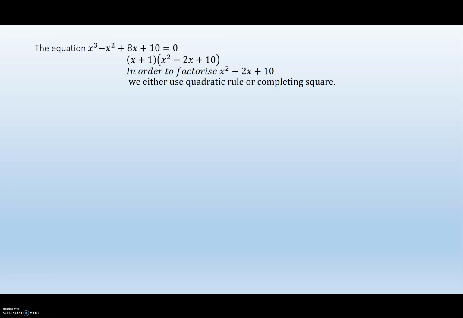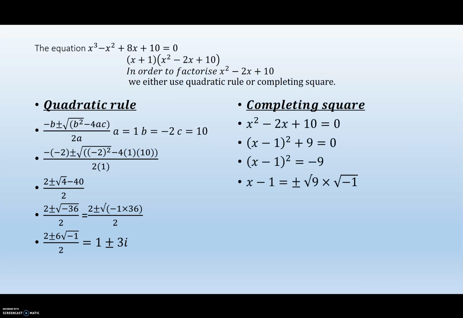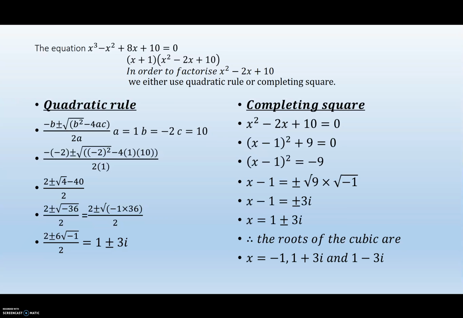So we have two different methods. Either we can use the quadratic formula, or we can use completing the square to figure out the rest of the factors. So we end up getting the roots of the cubic equation are -1, which is one real root, and 1 plus 3i and 1 minus 3i are the remaining imaginary roots.